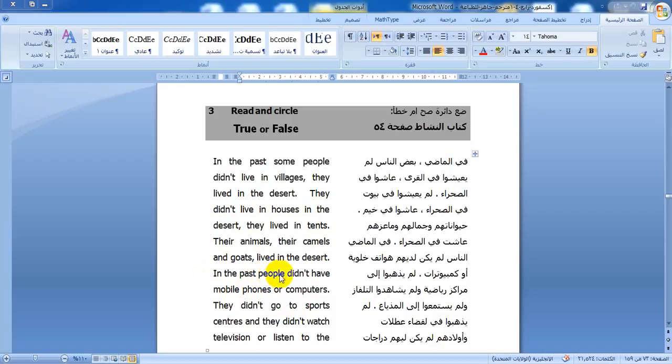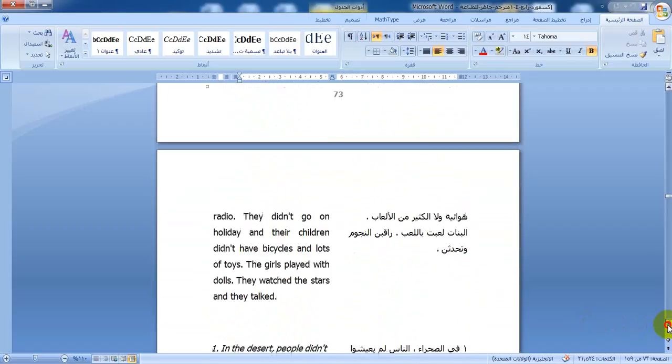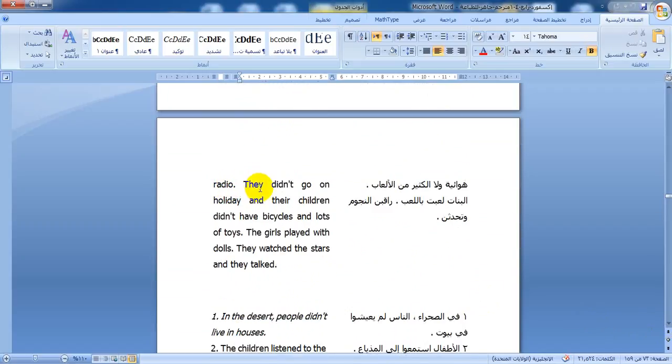In the past, people didn't have mobile phones or computers. They didn't go to sports centers and they didn't watch television or listen to the radio. They didn't go on holiday and their children didn't have bicycles and lots of toys. The girls played with dolls. They watched the stars and they talked.